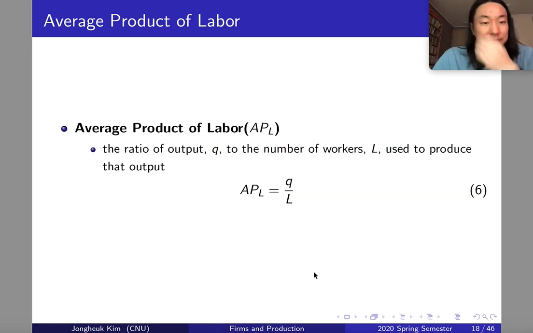Okay. The average product of labor is simpler to define. It is the ratio between Q and L: Q divided by L. So it is easy. But there is one thing to be careful about, which is that it can vary over the points, because Q and L change at every point. So the APL will be different at every point, even in the linear function.